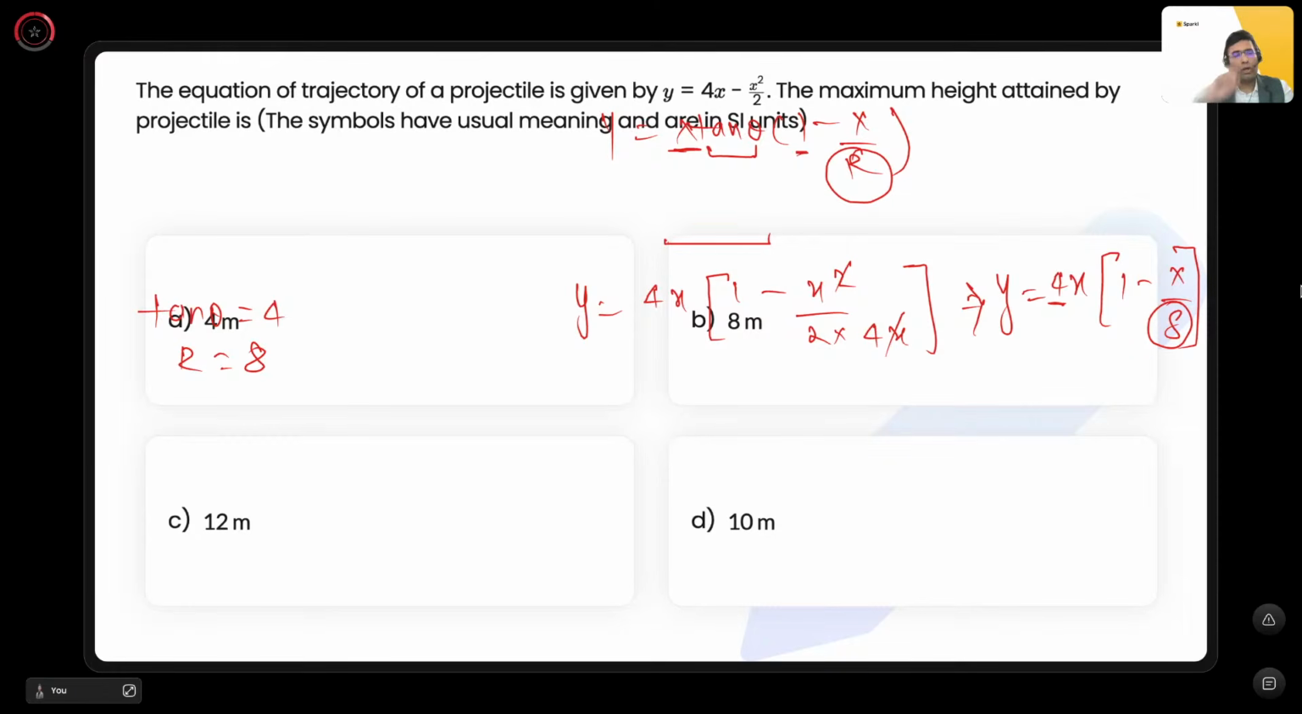And सबसे इंपॉर्टेंट फॉर्मूला प्रोजेक्टाइल मोशन का हमें पता है, h by r is equal to tan थीटा upon 4. So h जो हो जाएगा 8 into 4 upon 4, 8 meters हो जाएगा.